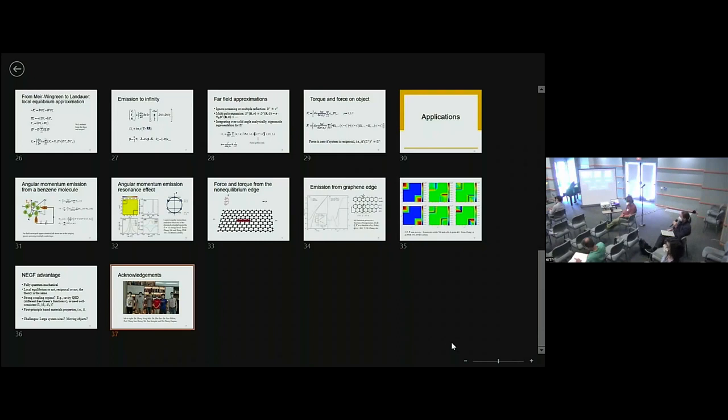You showed these results for heat flux between two plates of graphene. There are, of course, also calculations from fluctuation electrodynamics. Did you compare your results with these results, and do they agree?